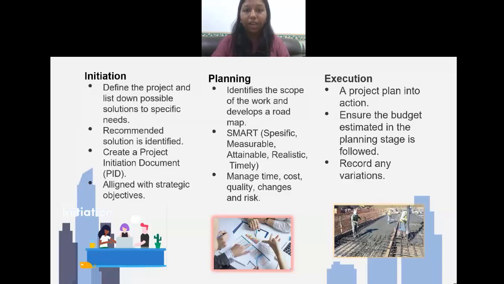After this planning stage, there will be execution. What is execution? A project planning to action. In this stage, they will ensure the budget estimated in the planning phase is followed. There will be a record for any variation that happens in the execution stage.